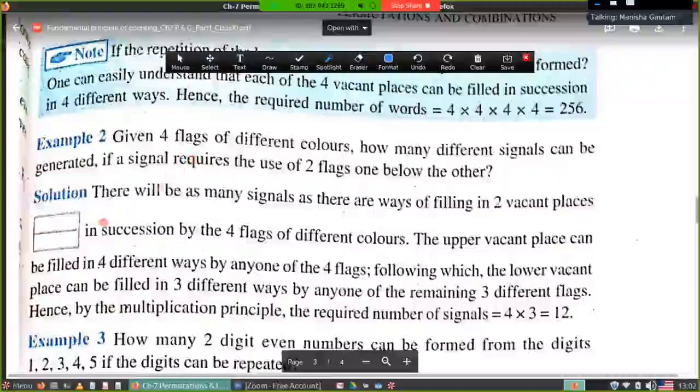It means when you fill the first place of the flag, where 2 places are there, the first place will be filled by taking any of the 4 flags. It means 4 ways are there to fill the first place. For the second place, the first place having 1 flag, only 3 flags are left. It means 3 ways are there to fill the second place. The first place has 4 ways to fill, and the second place has 3 ways. It means 4 multiplied by 3, you get 12 ways to make this type of signal.